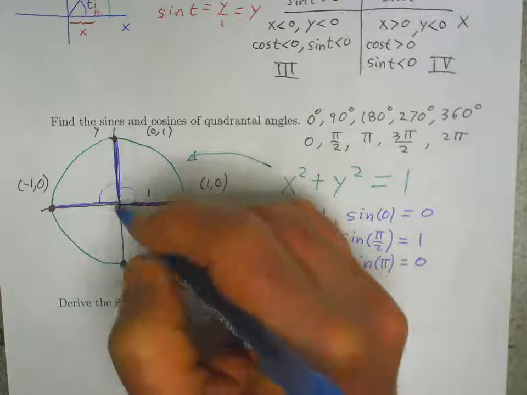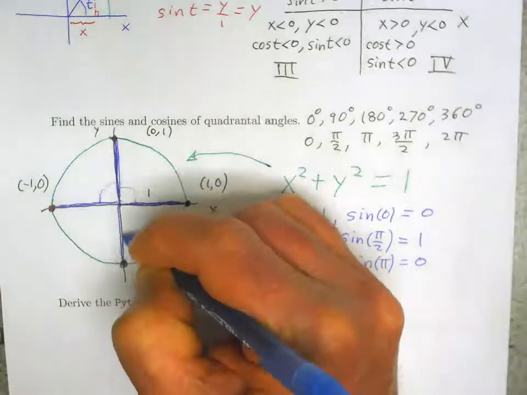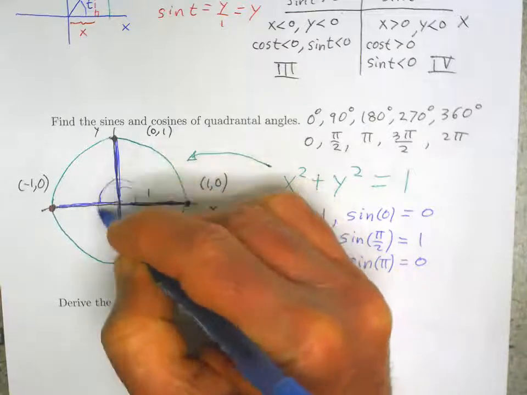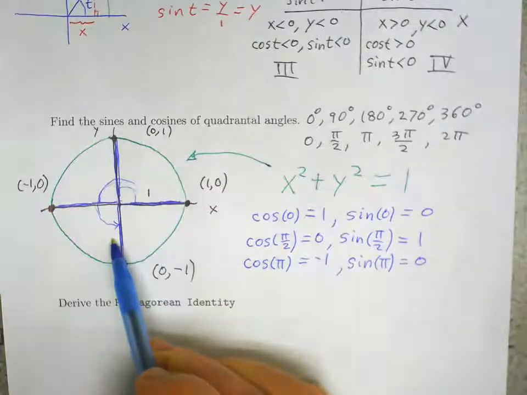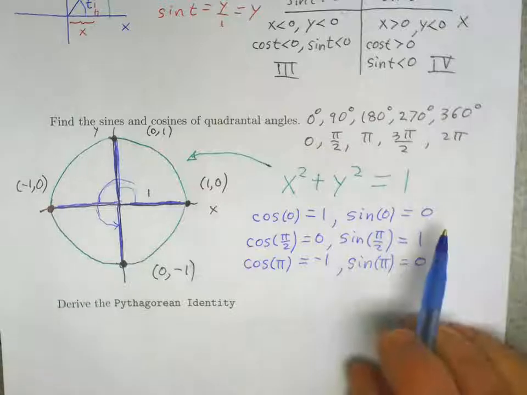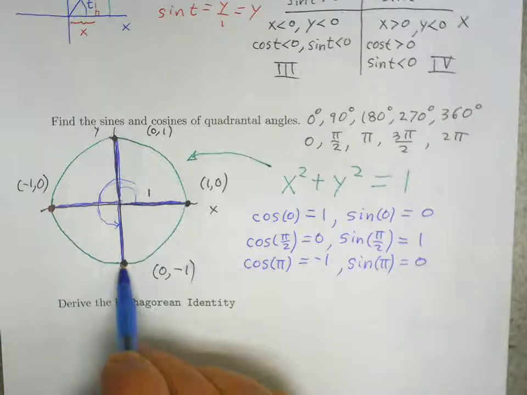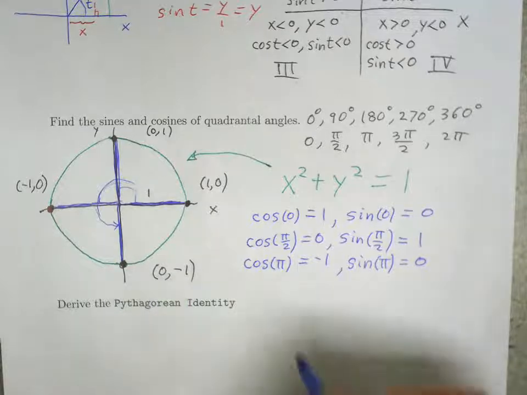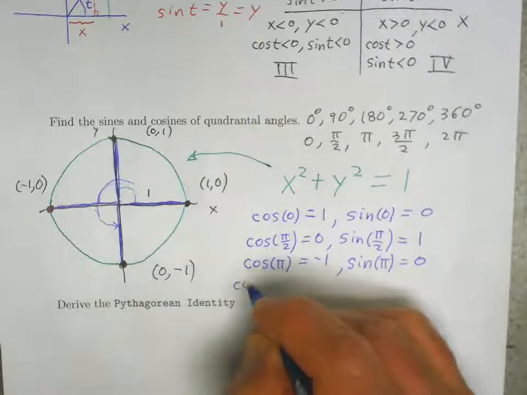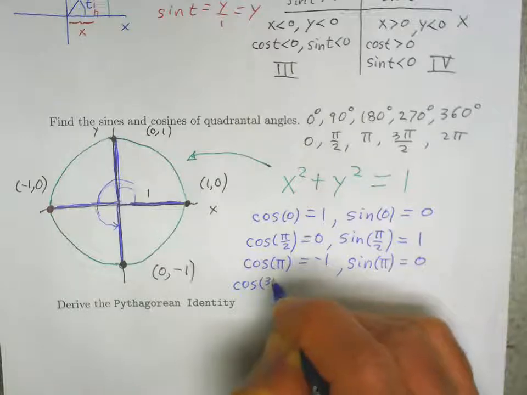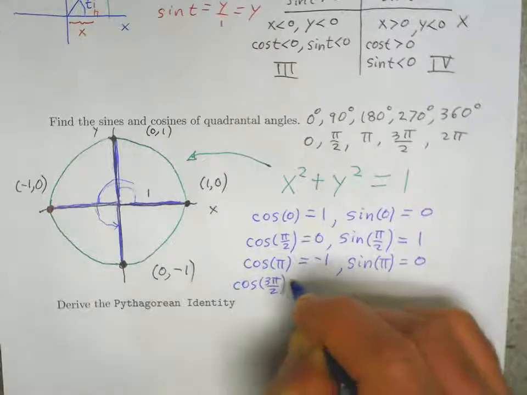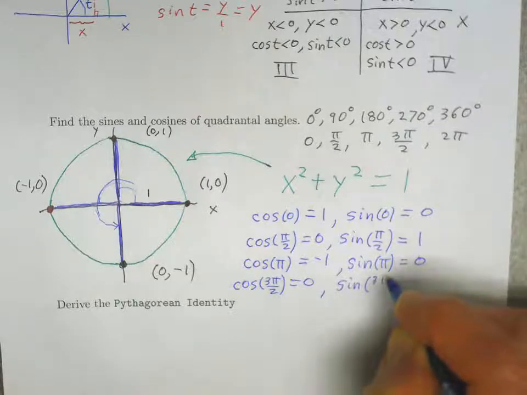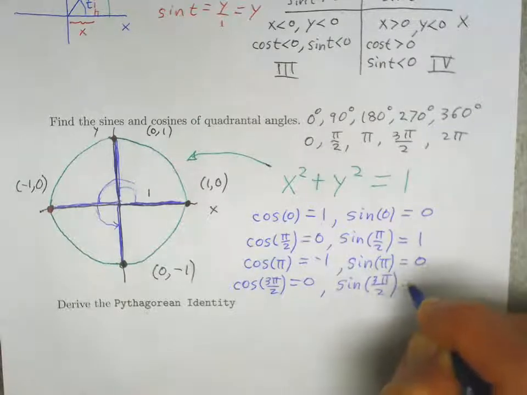We'll just do one more. When the central angle is 3 pi over 2, or 270 degrees, the x-coordinate of this point on the unit circle is 0, the y-coordinate is -1. So that means cosine of 3 pi over 2 is 0, and sine of 3 pi over 2 is -1.